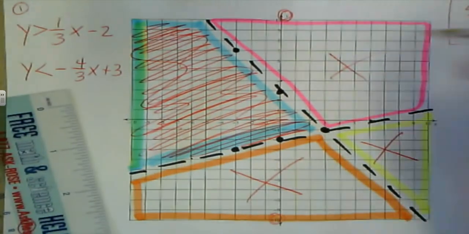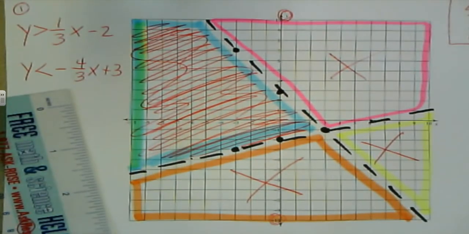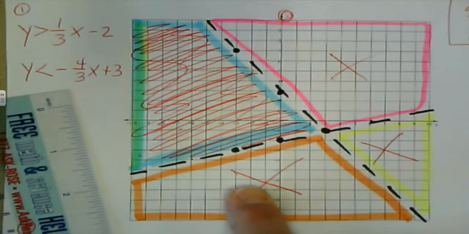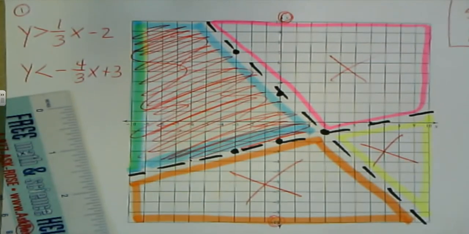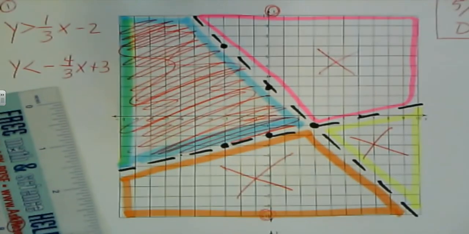And you shade that whole thing in. And you put an X in the other one because it's covered. This is the easiest way to figure this out. Put your X's in there, especially if you're having a hard time figuring it out, because that only leaves you two choices.